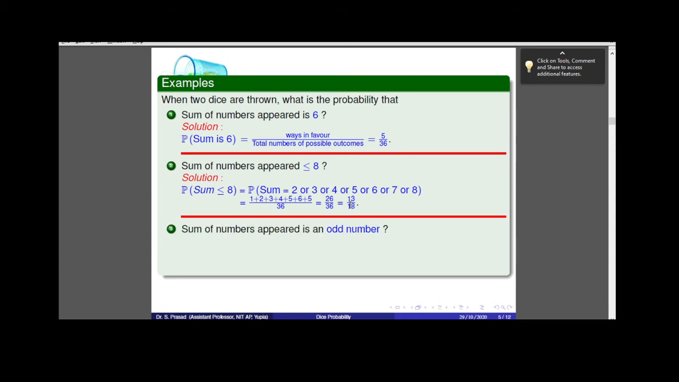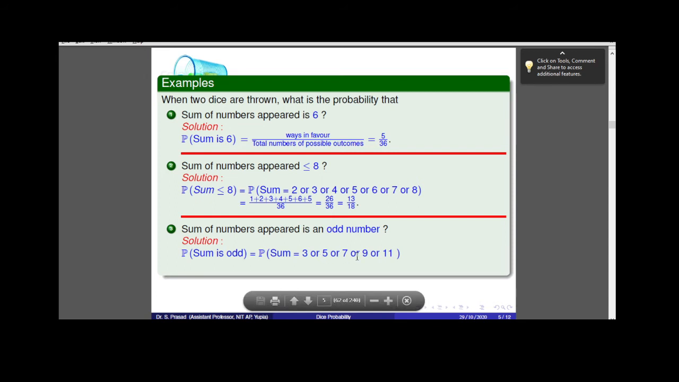And now we go for the sum of the numbers appearing being an odd number. Here the solution: the sum is odd, which means the sum is equal to 3 or 5 or 7 or 9 or 11. Then 3 occurs 2 times, 5 occurs 4 times, plus 7 occurs 6 times, plus 9 occurs 4 times, plus 11 occurs 2 times.